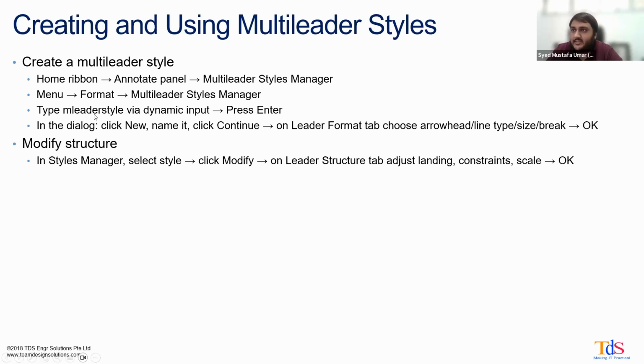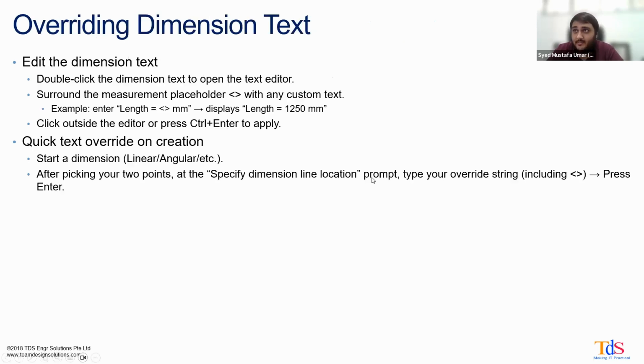The way to access the multi-leader styles, basically the menu that I was showing right now, is just to type in leader style within the dynamic input, or as we saw right now, we were able to access it from the annotate panel itself. So you can set up your own custom multi-leader style over there and then start using it, similar to whatever text style or dimension style you set up.